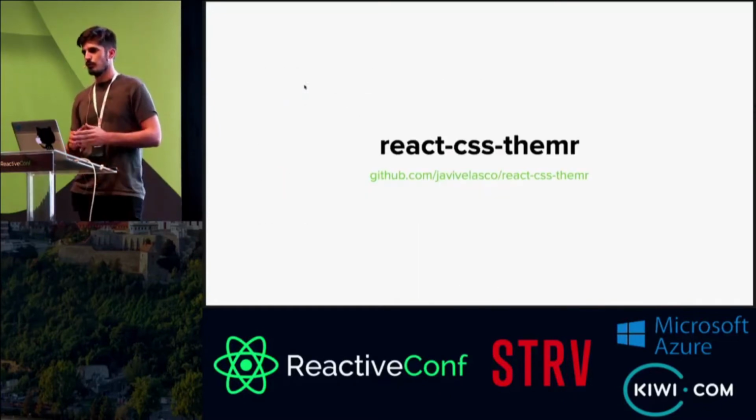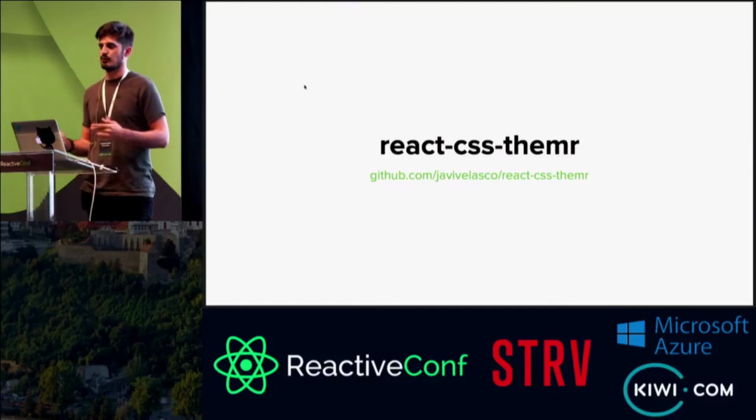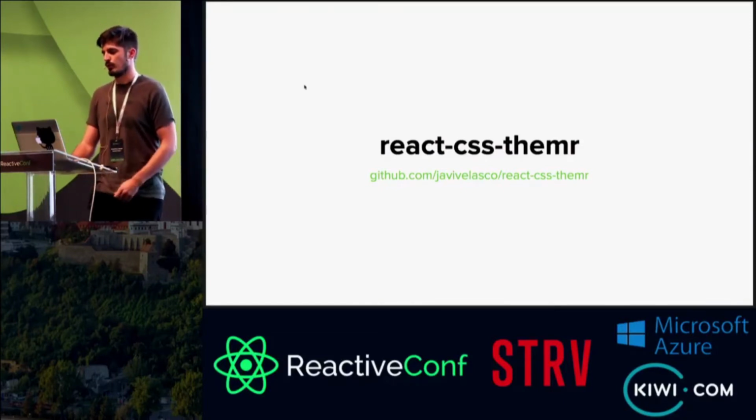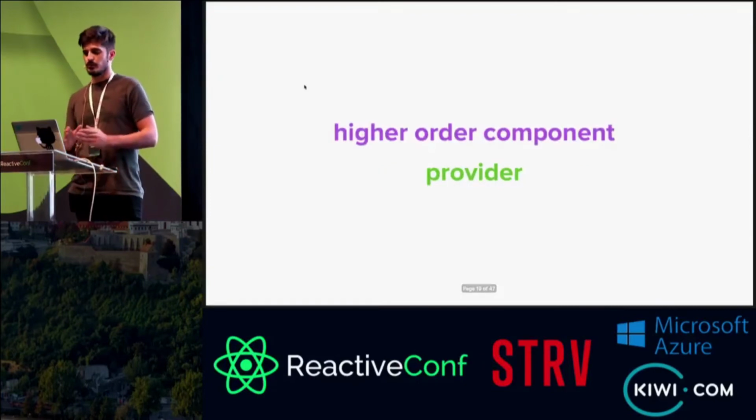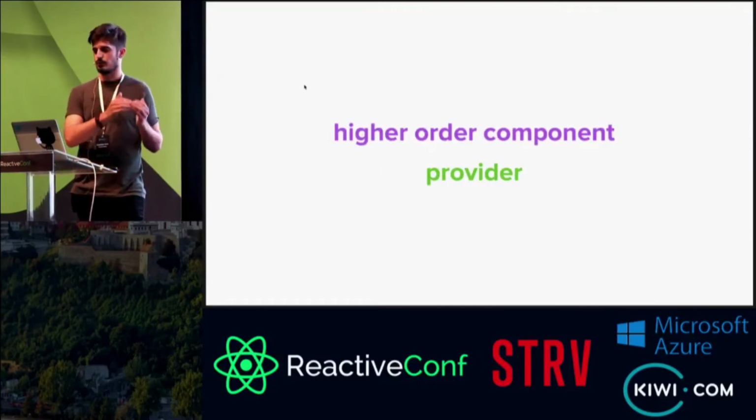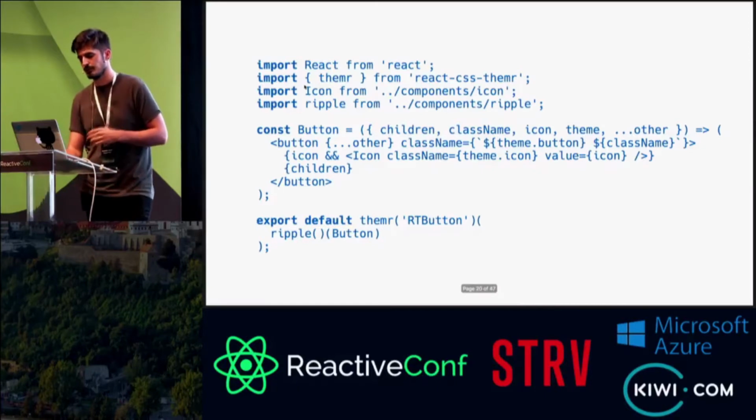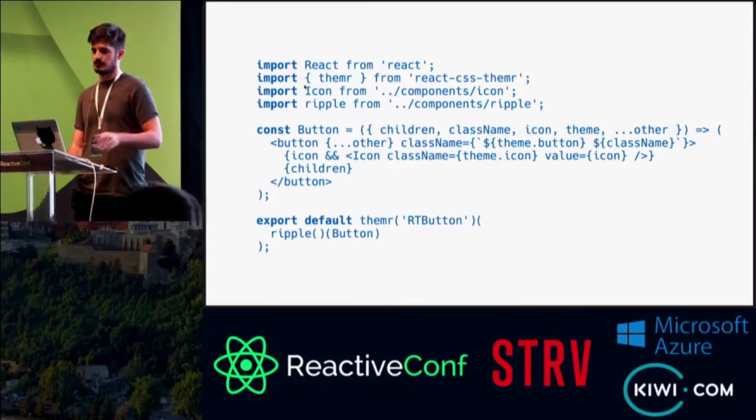To help you with that, because it's tedious to be trying to inject this theme in every single component, I wrote this small module called React CSS Themr. It's implemented using the common pattern of a higher order component and a provider component. And using it looks like this.